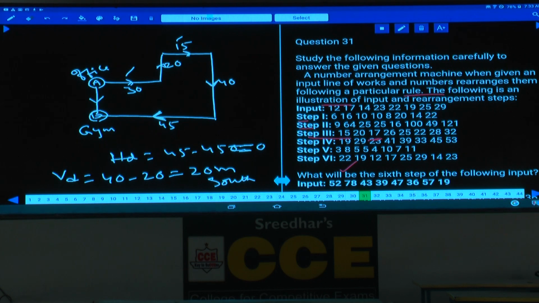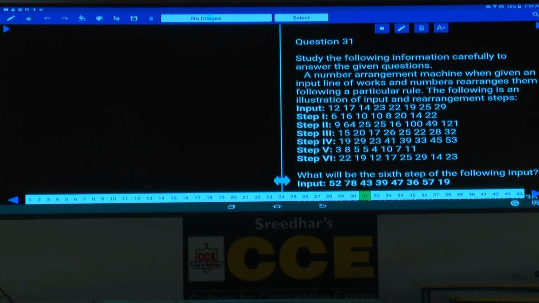Done with this? Then after this, questions 31 to 35. In these question numbers 31 to 35, it is based on input and output. In this input and output, first, how many numbers are there? There are 8 numbers given in the input, followed by how many steps? There are 6 steps. That means in each step exactly one element is being arranged.